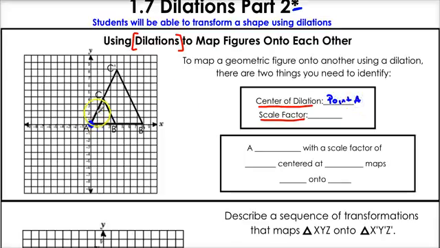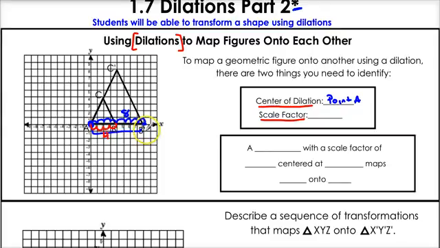Now the scale factor is exactly what you learned in the last lesson. What you're going to do is count the distance from the center of dilation, which we just identified, to a point on the image. So in this case it is 1, 2, 3, 4, 5, 6, 7, 8. Alright, so that is 8 away. And then the distance from the center of dilation to the pre-image. So that is 1, 2, 3, 4.